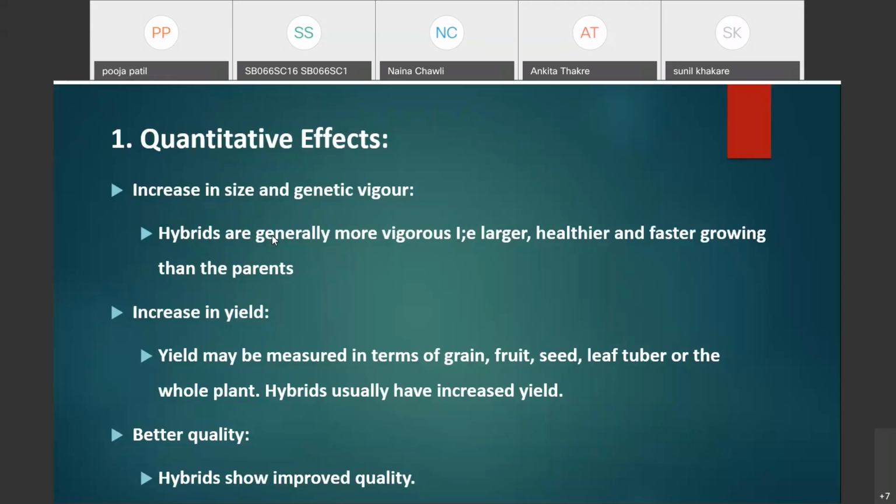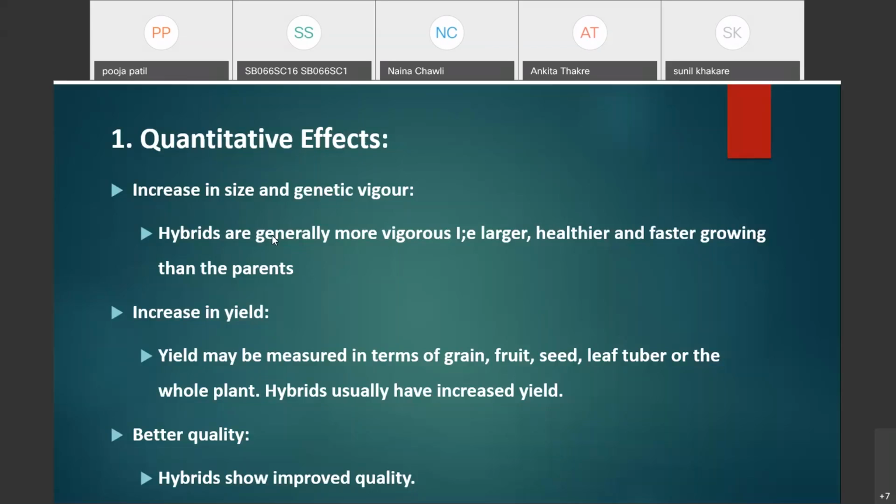That is why the effects of hybrid vigor and heterosis are expressed in three ways. The first is the quantitative effect, the second is the biological effect, and the third is the physiological effect.